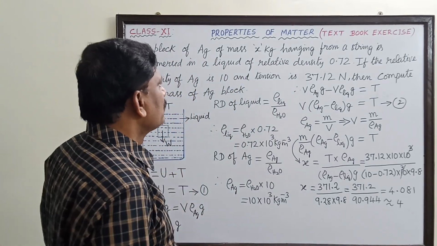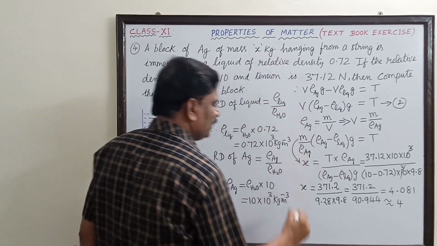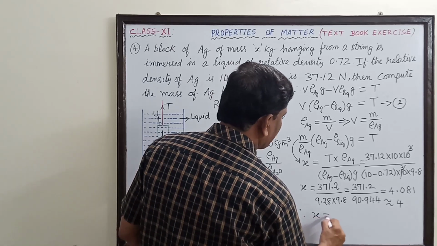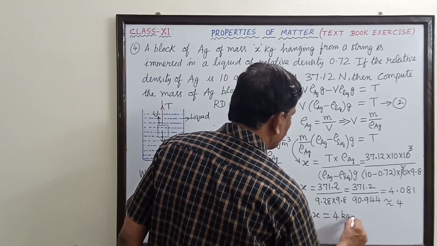Here X kilogram they have given. Therefore, the value of X is equal to 4 kilogram. That is the answer.